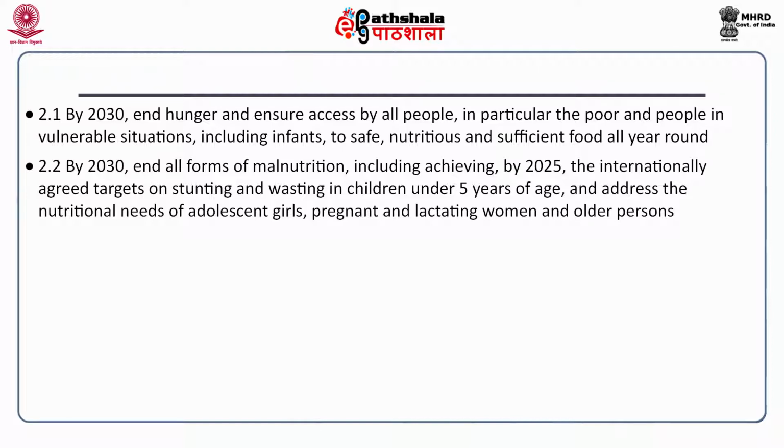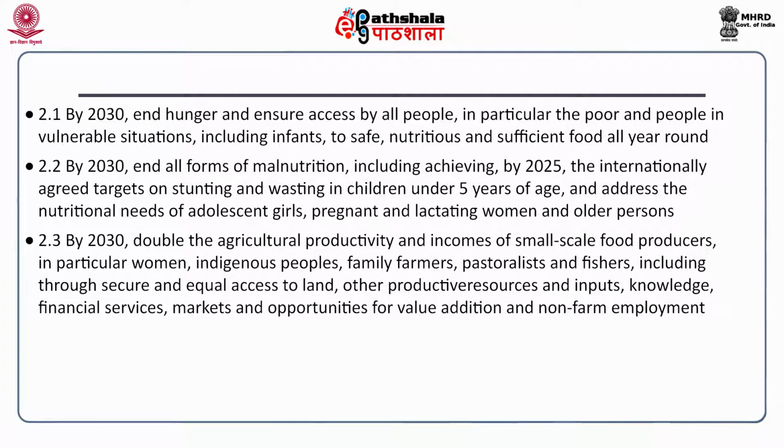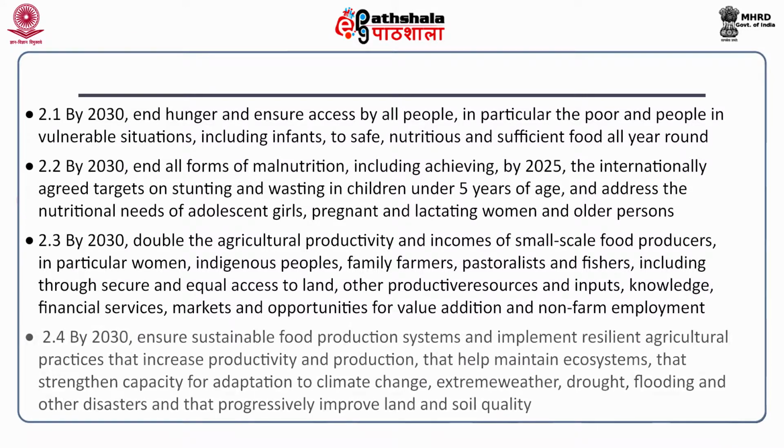Another way of doing it is by doubling the agricultural productivity and incomes of small-scale food producers, particularly women, indigenous people, farmers, pastoralists and fishermen. Another target of this is to develop food production systems which are resilient and have resilient agricultural practices that can adapt to climate change, extreme weather, drought, floods, etc.